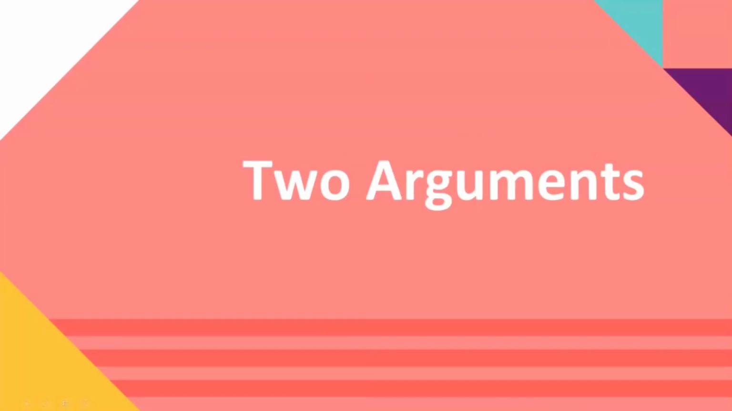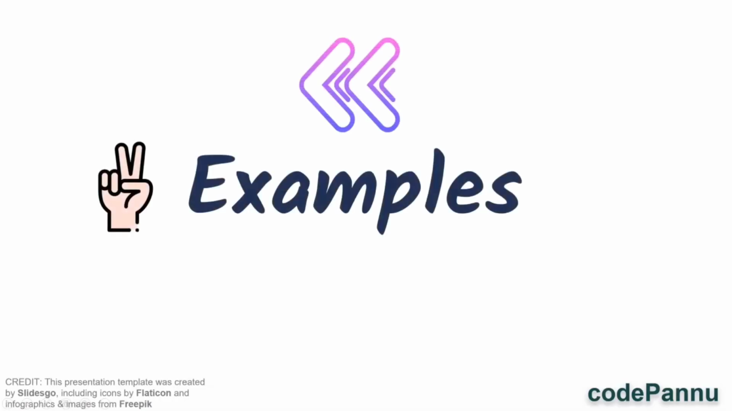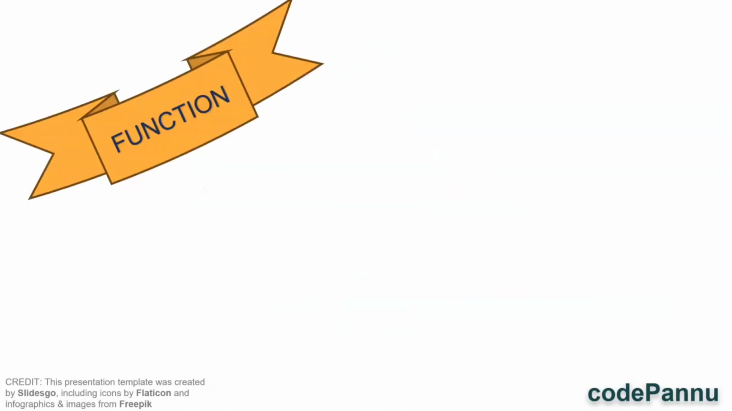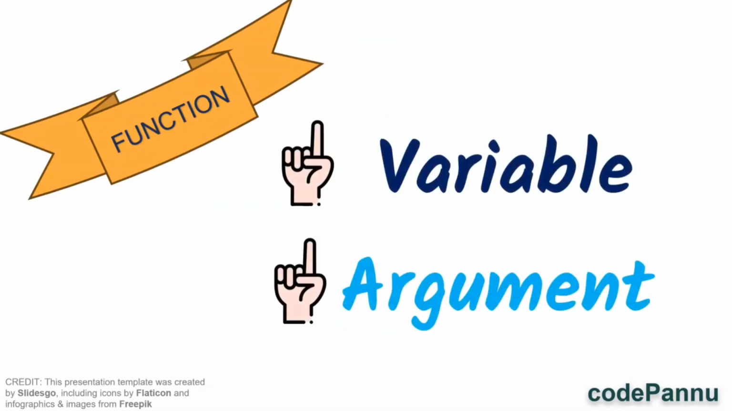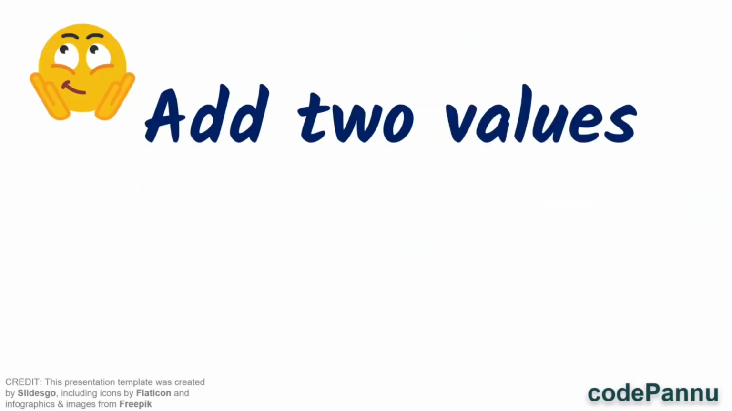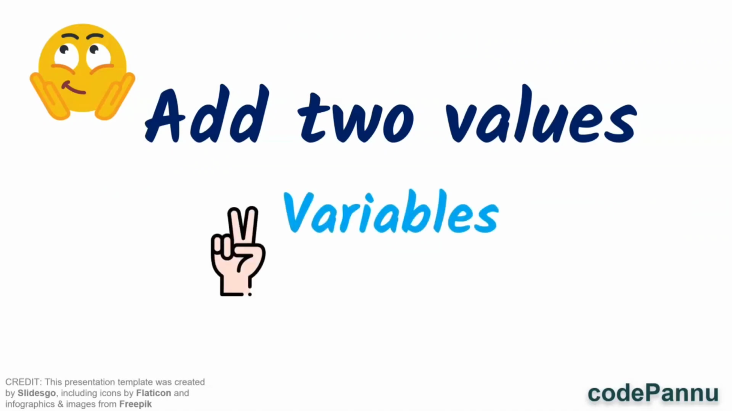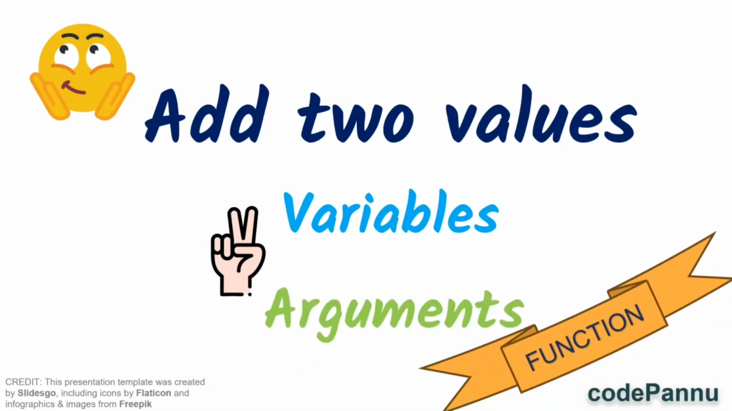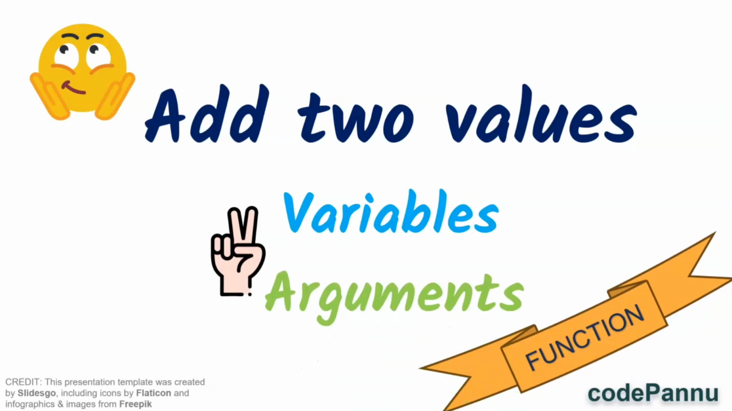Arguments. Hi! In the previous videos, we saw two examples and in both the examples, we used one argument. In those functions, we had only one variable, so we used one argument. But do you remember we have written programs with many variables? Imagine if we are going to add two values, then we need two variables to store the two values. Correct? If we do the addition in a function, we need two variables. So we also need two arguments. So now, can we put two arguments in the function? In this video, let us see how to use two arguments.